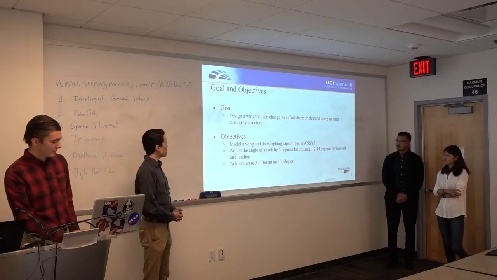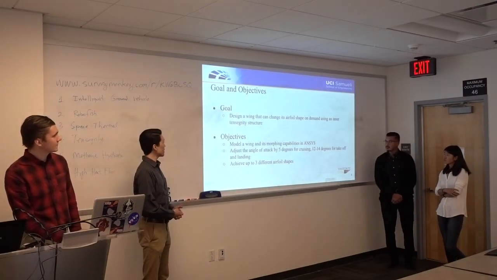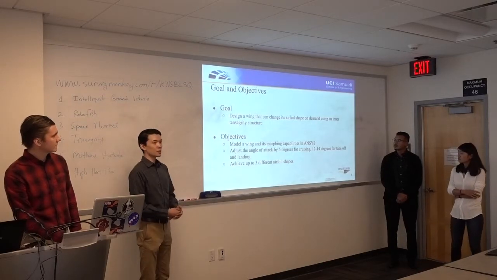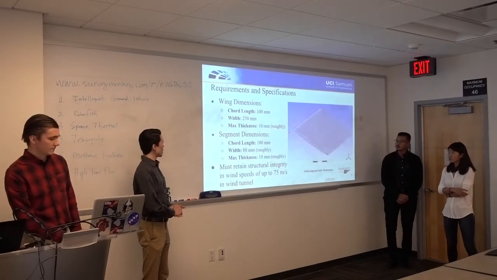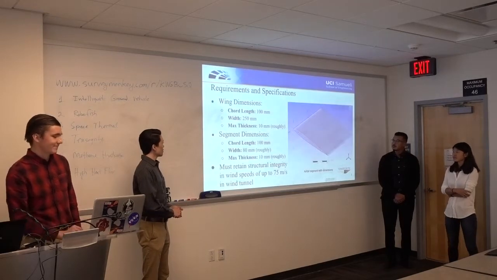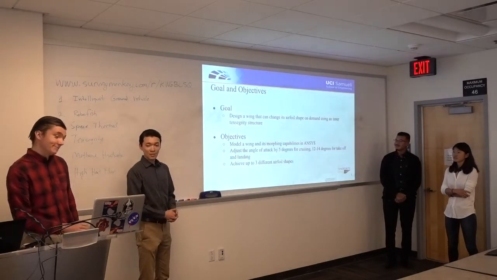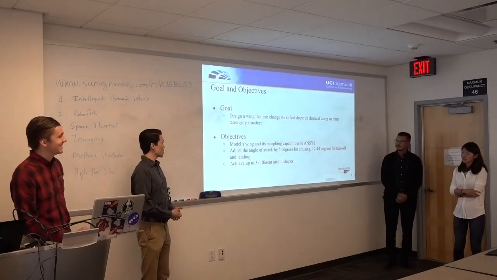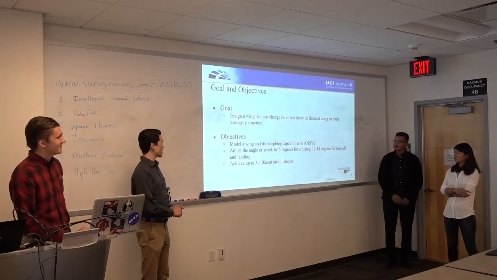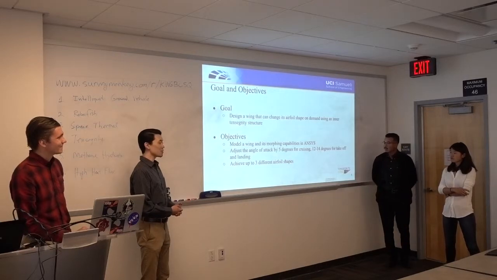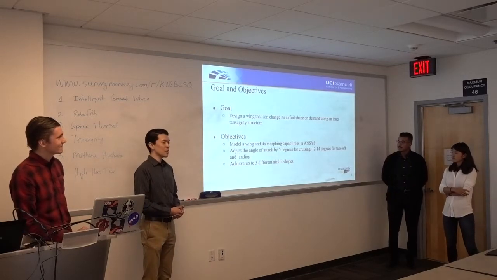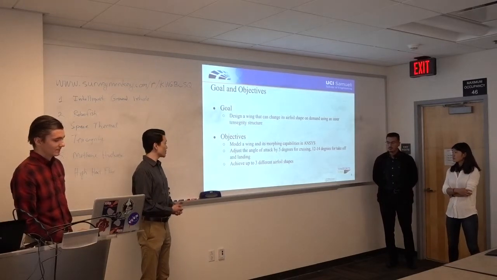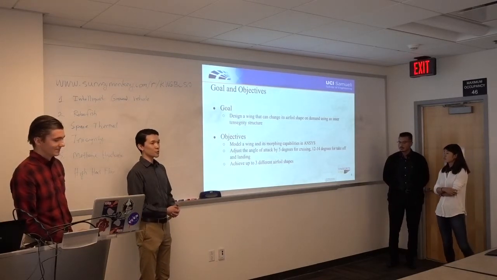So that's the goal of this project. We want to design a wing that can change its airfoil shape on demand using an internal tensegrity structure. We want to model this wing and its morphing capabilities in ANSYS. And we would like to adjust the angle of attack by 5 degrees for cruising and 12 to 14 degrees for takeoff and landing. We hope to be able to achieve at least 3 different airfoil shapes.